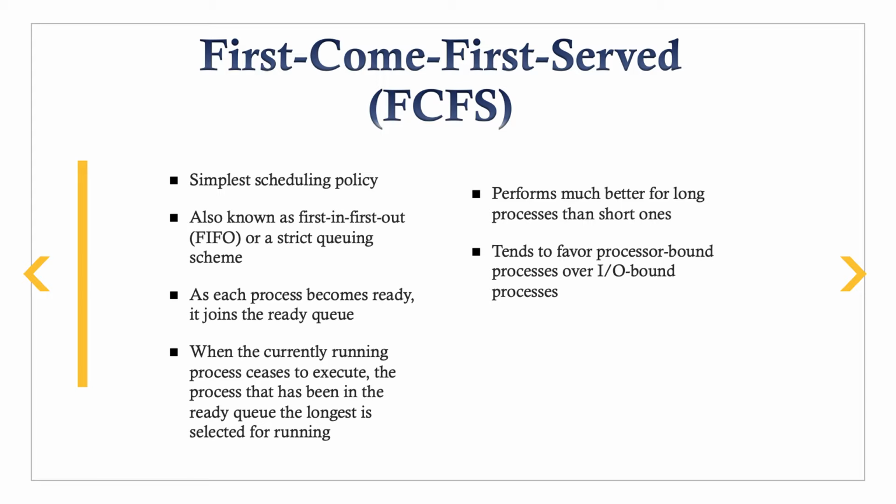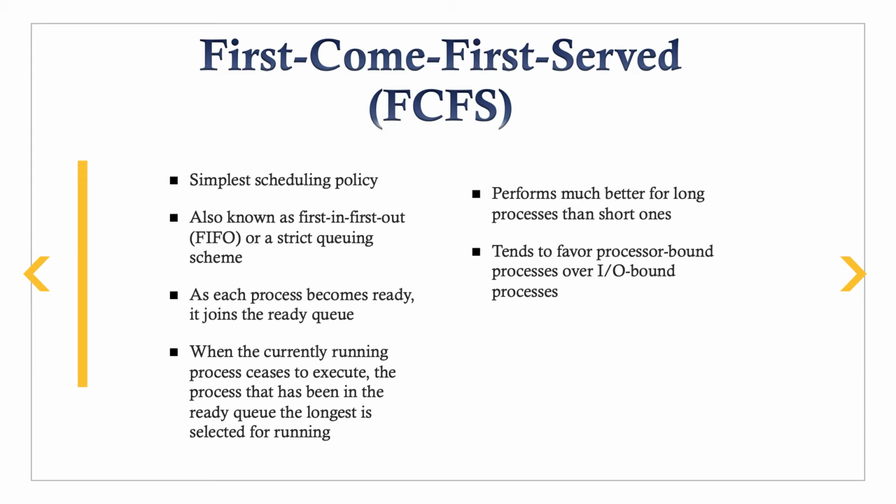Now, first come, first serve. This is the simplest policy. It's also known as first in, first out. It's a strict queuing scheme. So just think about a simple queue, right? Things just get to the back of the queue, and eventually they work their way to the front of the line. That's when they get executed. So as each process becomes ready, it joins the ready queue. When the currently running process ceases to execute, the process that's been in the ready queue the longest, right, the one that has made it to the front of the line, is selected for running.